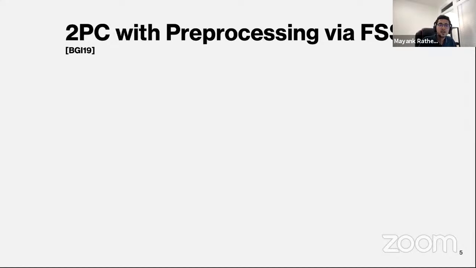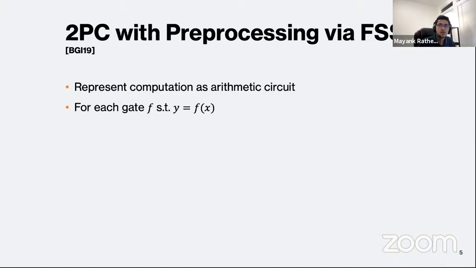So in 2019, Boyle et al. showed how to use function secret sharing to do two-party preprocessing. Their idea starts by representing your entire computation as an arithmetic circuit. And then for each gate in this circuit with input wire X and output wire Y, we're going to do the following. We're going to change those wires to now carry masked values.